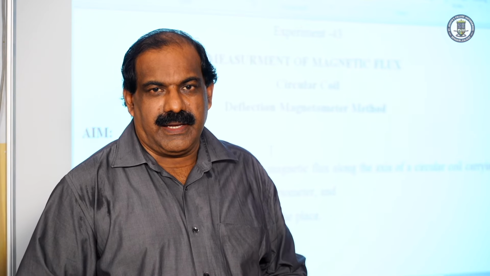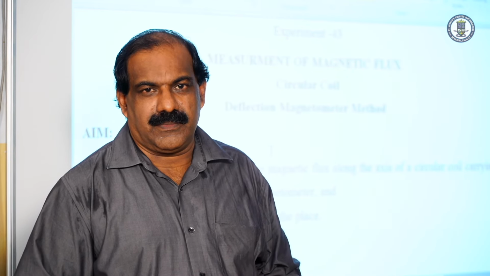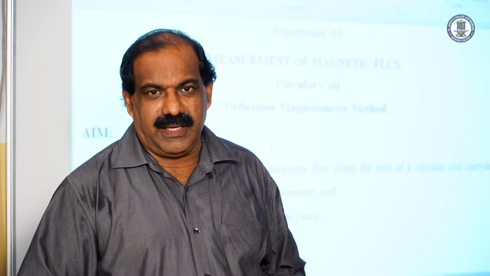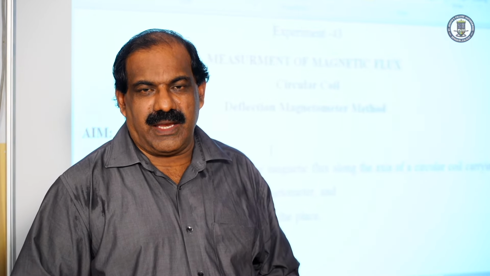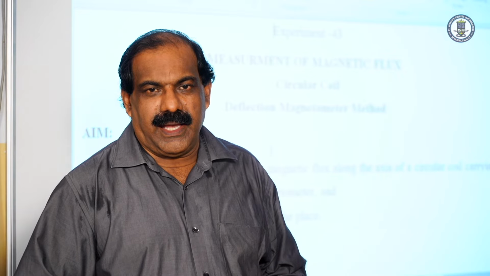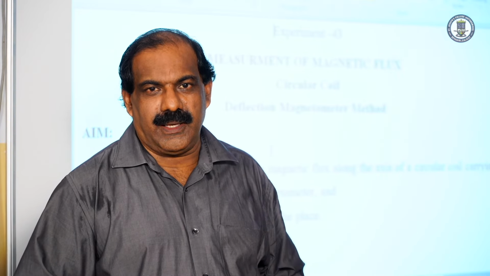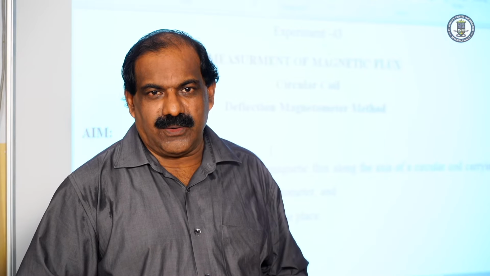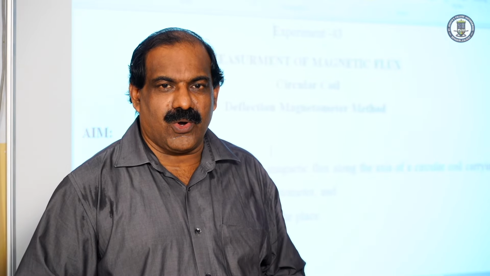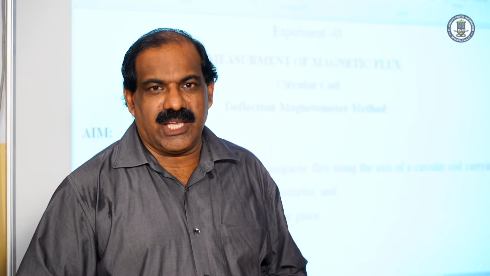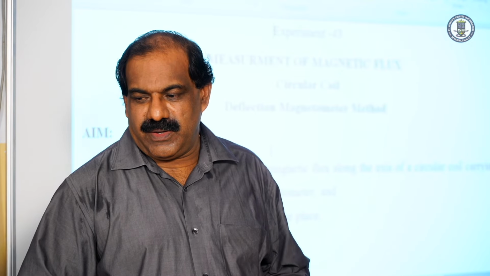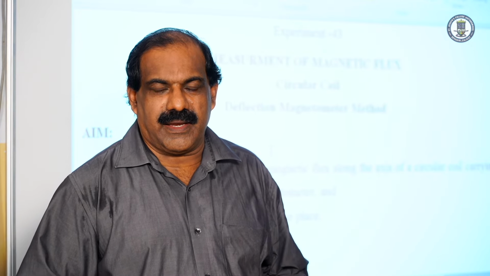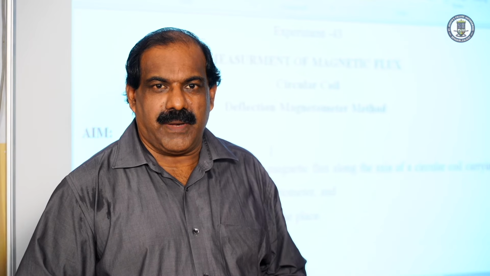Circular coil, deflection magnetometer method. Today the aim of our experiment is to study the variation of magnetic flux along the axis of a circular coil using a deflection magnetometer, and also we want to calculate the horizontal component of Earth's magnetic field at the given place. We are provided with a circular coil apparatus and a deflection magnetometer.